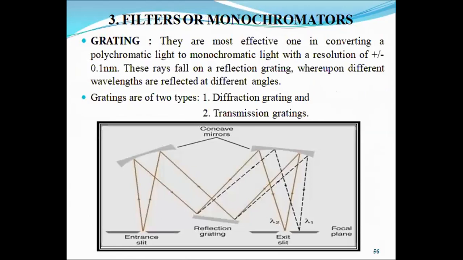Next is the grating. Gratings are better as compared to the prism. They are more effective in converting the polychromatic light into monochromatic light because they have better resolution. The rays fall on the reflecting grating, whereupon the different wavelengths are reflected at different angles. Gratings are basically of two types: diffraction grating and transmission grating. We can see from this figure that this is the entrance slit and this is the set of mirrors, and this is the grating being used here, and then a particular monochromatic radiation is passed on by this exit slit.